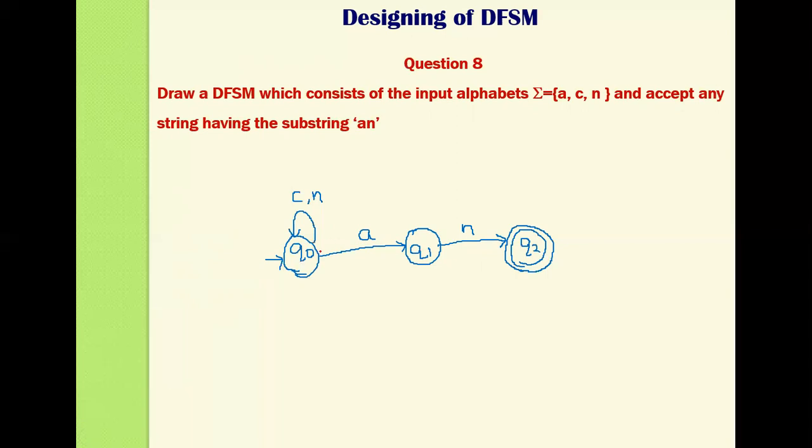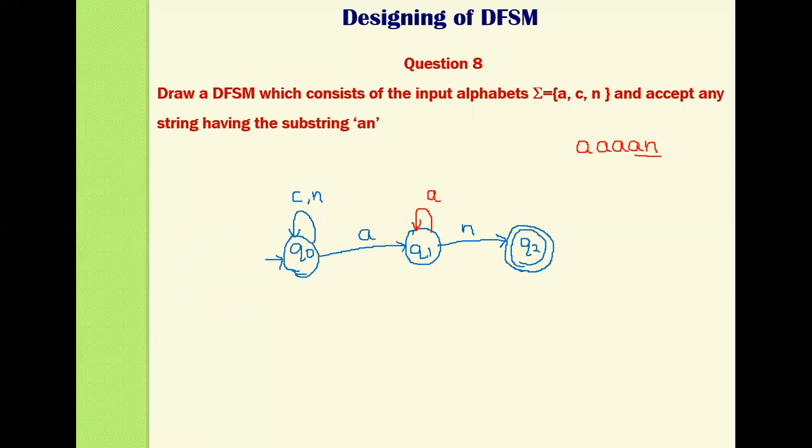Now Q naught upon A is done, Q naught upon C is done, Q naught upon N is done. Now Q1 upon N is there. What about Q1 upon A? Let us just try out a self loop. If you look at the diagram, you can make out Q1 upon A, I can have a self loop because I can have any number of As, then N. Let's say I read A, then using the self loop, let me read 3 As, and then followed by N. So any number of As, and then N. See, I have AN as a substring possible. So I can have A as a self loop.